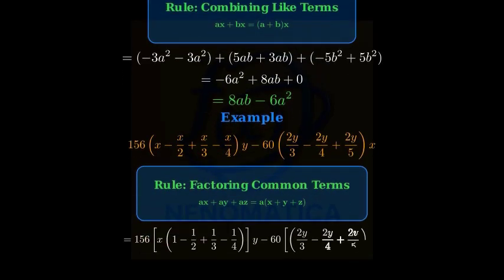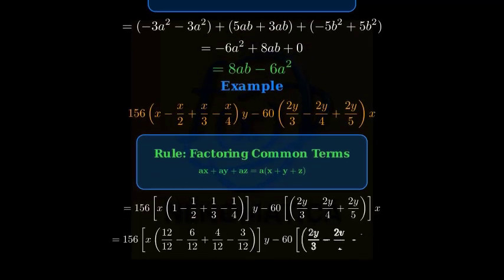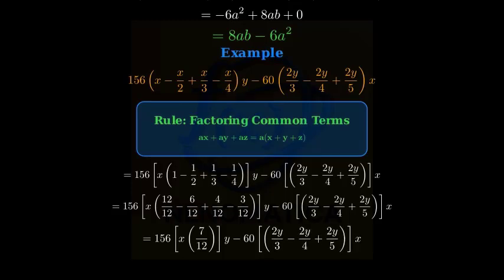We'll use the factoring property to identify and work with common factors in our expressions. Let's start with the first part: 156 times the quantity x minus x over 2 plus x over 3 minus x over 4 times y. We can factor out x from the expression in parentheses to get 156 times x times the quantity 1 minus 1/2 plus 1/3 minus 1/4 times y. Now, we need to find a common denominator for the fractions inside the parentheses. Using 12 as the least common denominator, we have 1 equals 12 twelfths, 1/2 equals 6 twelfths, 1/3 equals 4 twelfths, and 1/4 equals 3 twelfths. So, inside the parentheses, we have 12 twelfths minus 6 twelfths plus 4 twelfths minus 3 twelfths, which equals 7 twelfths.